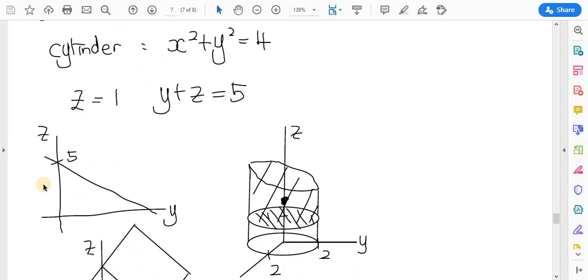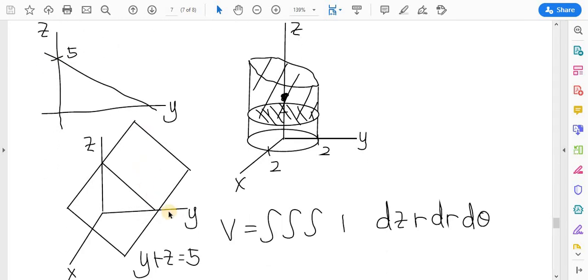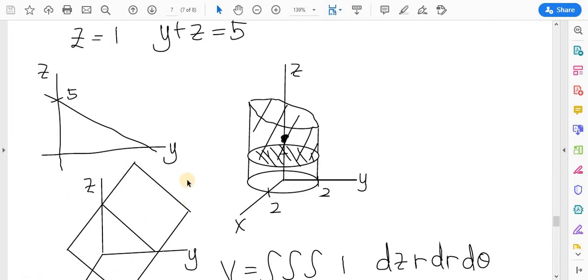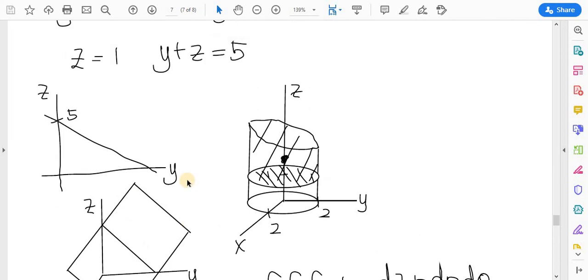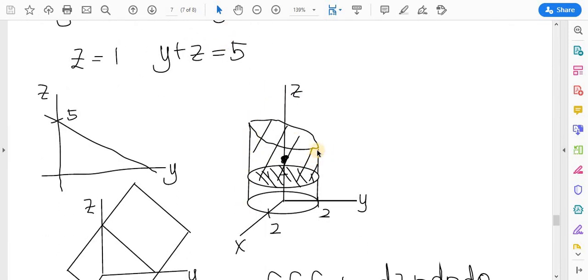So first of all, I draw the planes. This is z equals 1. It is a horizontal plane, so you don't need to draw it. For this one, it is a straight line when you draw it in 2D. The intersection point will be 5 here. When you extend it in 3D, this will be your plane, y plus z equals 5. Next you draw a cylinder, extended in the z direction. This is your cylinder.